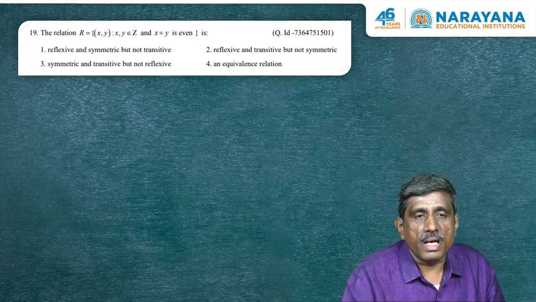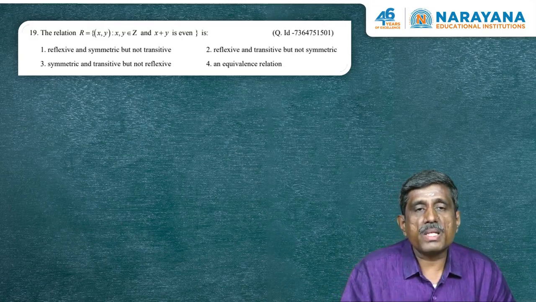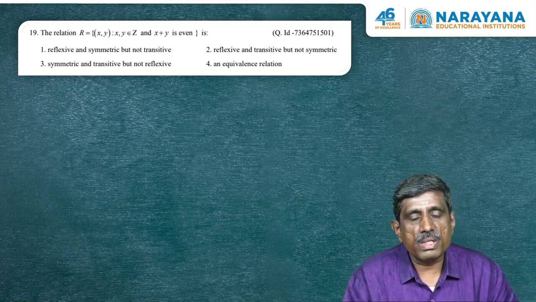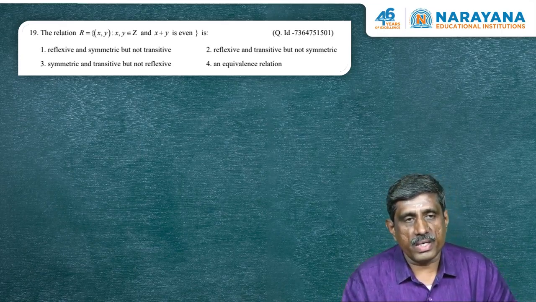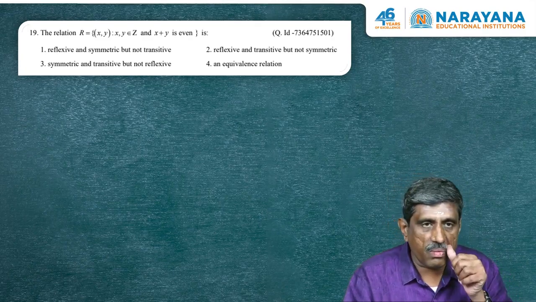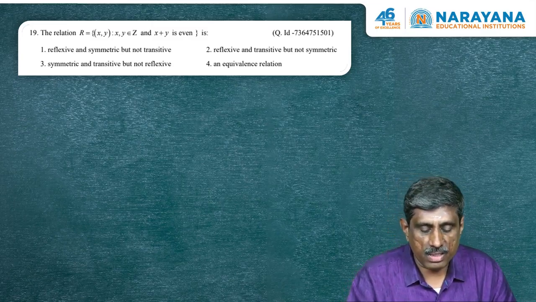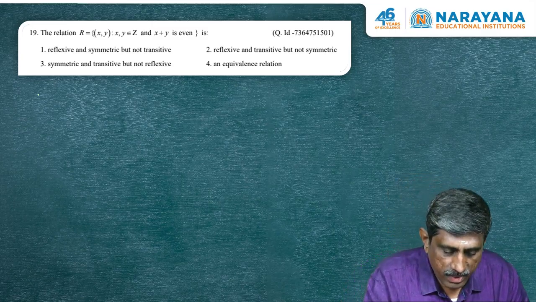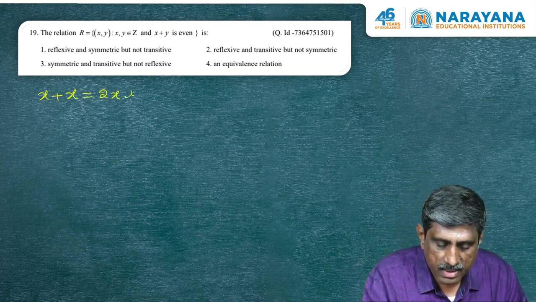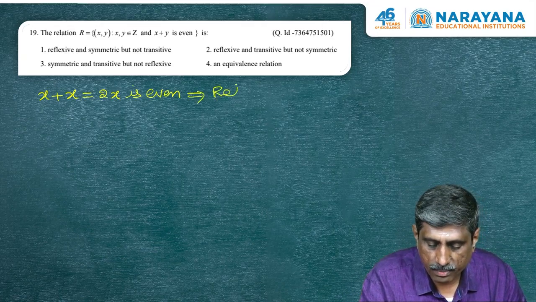The relation R: x comma y belongs to integers and x plus y is even. So, is this relation reflexive, symmetric, transitive, an equivalence relation? Carefully follow. To check whether it is an equivalence relation or not, we have to verify whether it is reflexive or not, symmetric or not, transitive or not. When x is an integer, clearly x plus x is equal to 2x, which is even. Therefore, the relation is reflexive.